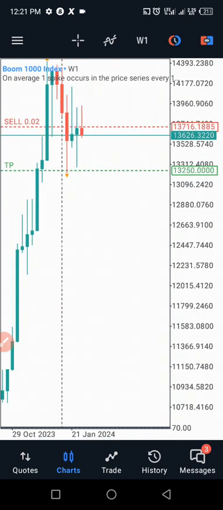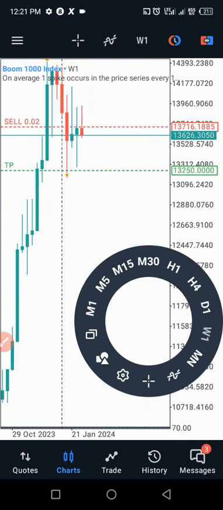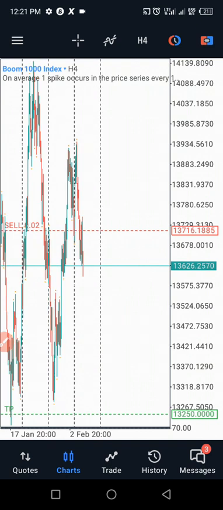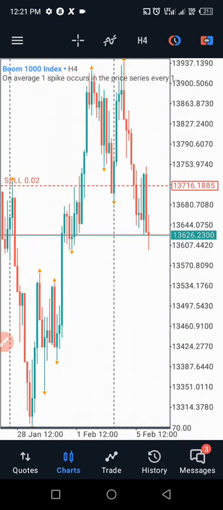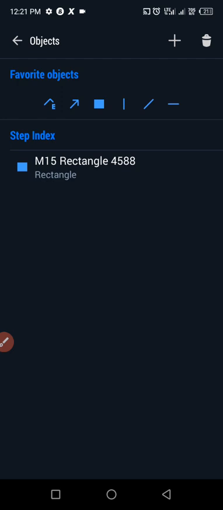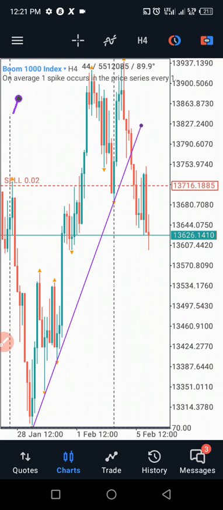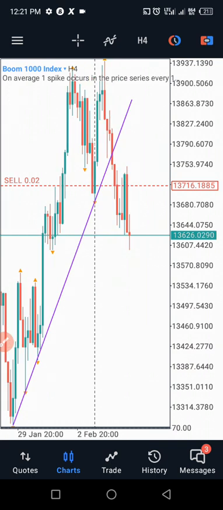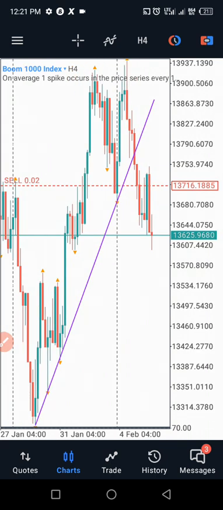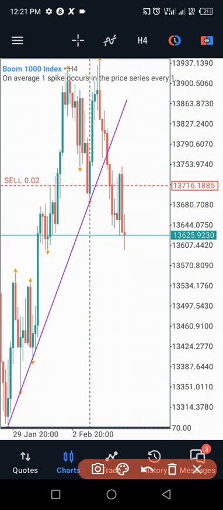So let me just show you the entry point I took on the 4-hour time frame. On the 4-hour time frame, you can see that our trend line has been broken here. So this was what I was waiting for, remember, yesterday. And then I was waiting for a retracement. So after the break of trend line and then a retracement. And that was what happened exactly.